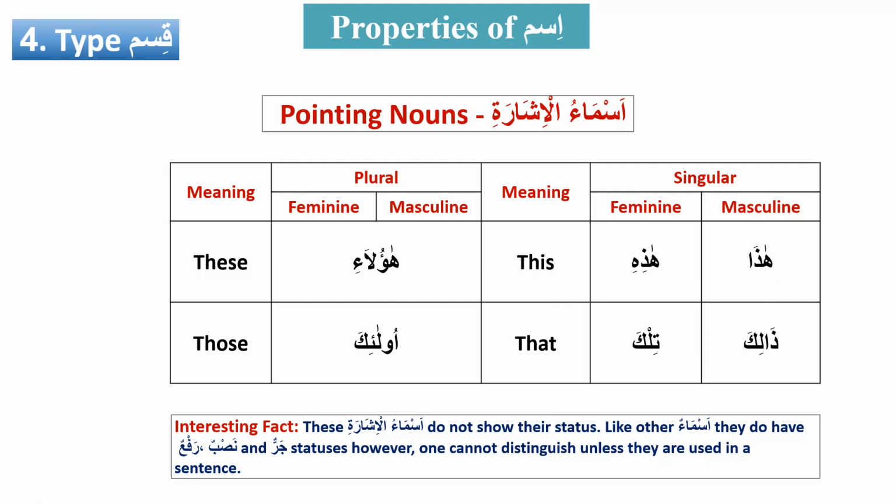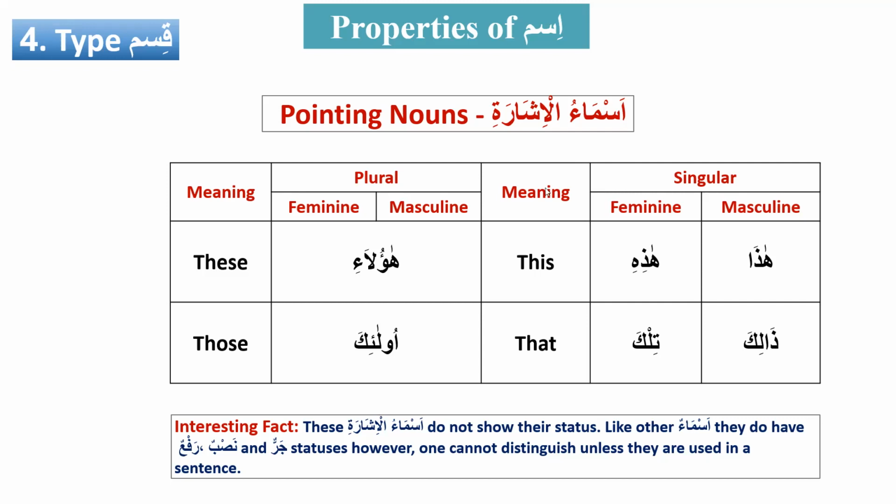So be careful when it is asked, what is the status of haza? Just haza. The answer would be, it could be either rafa or nasab or jar. Just by looking at haza, you cannot figure out its status. It could be any of the three. So this is what I wanted to remind you of before we go into the practice session.